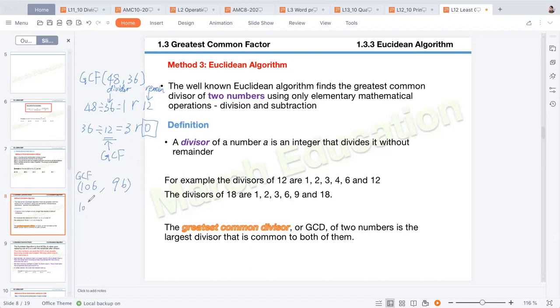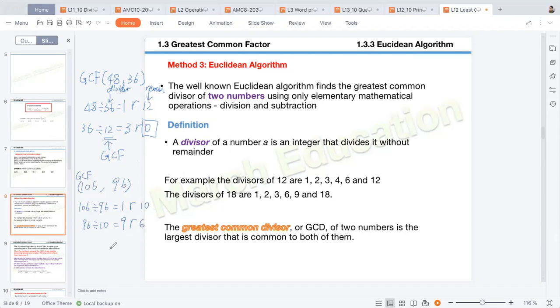I just use 106 divided by 96. The answer is 1, and the remainder is 10, right? So I just use 96 to divide it by 10, okay? So the answer is 9, and the remainder is 6.